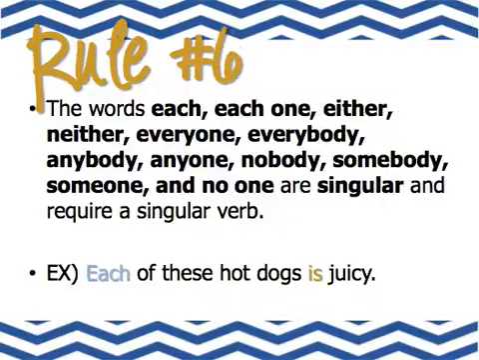Rule number 6, the words each one, either, neither, everyone, everybody, anybody, anyone, nobody, somebody, someone, and no one are singular and require a singular verb. This can kind of get tricky because you're not sure how many you're actually talking about. Each of these hot dogs is juicy is the example for that one.